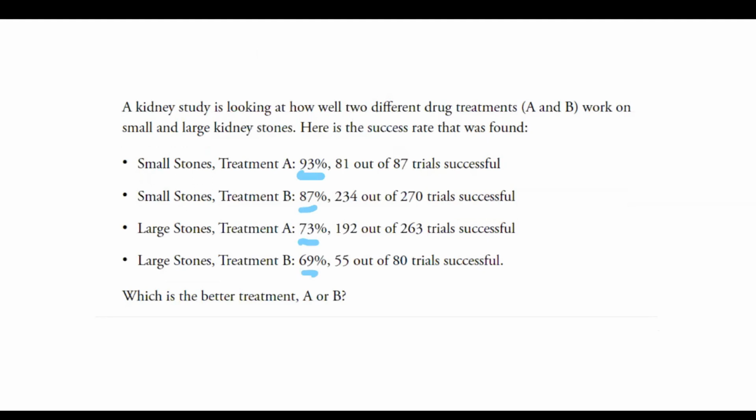The actual question is: which treatment is better? The natural intuitive idea is that A must be better, right? But if you calculate the total number of successes, you will see that A gives 273 out of 350, and B gives 289 out of 350. So B is winning here. B is much more successful. B is the better treatment. So where is the illusion coming from? What is actually hiding behind the scenes?